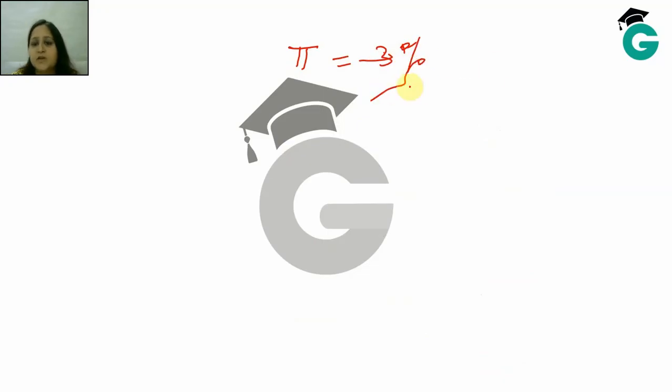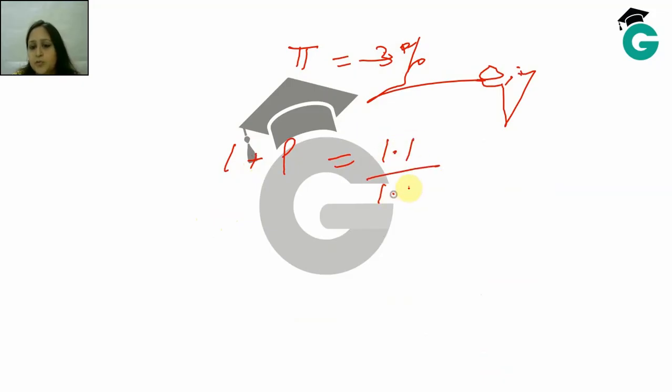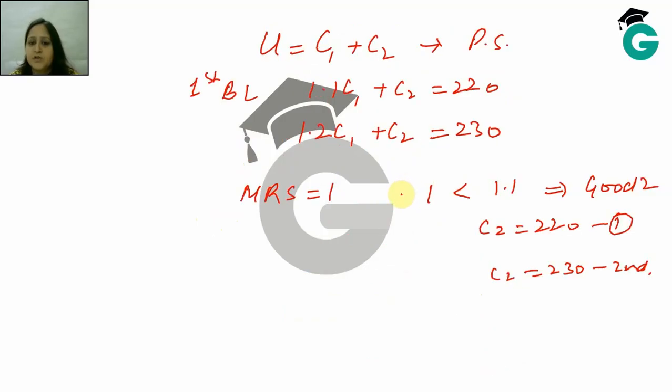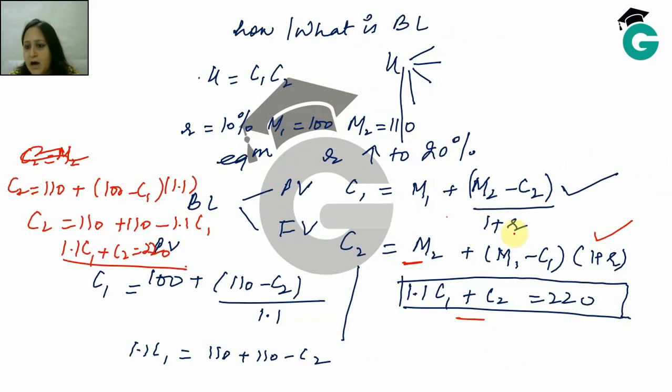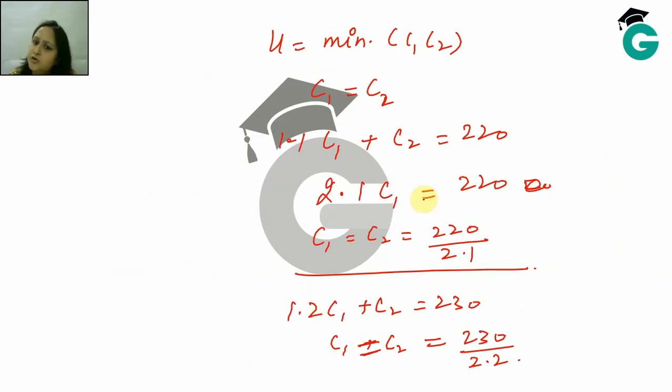inflation was given to us as 3%. Then what would you do? Then instead of using 1 plus r, you will use 1 plus rho. 1 plus rho will be 1.1 upon 1.03. So what would you do? Instead of using r everywhere here, you would use rho, and then you would find out your new budget lines.